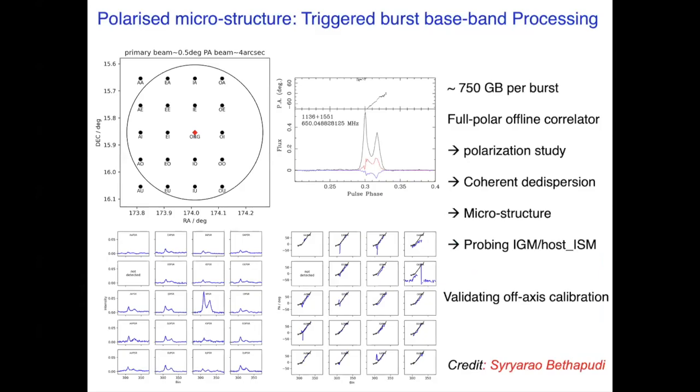And also, this part of the pipeline is under development now, which is basically, once you make this detection and you actually dump the raw voltages, you go back and try to understand the polarimetric profile of that with the incoherent dispersion.